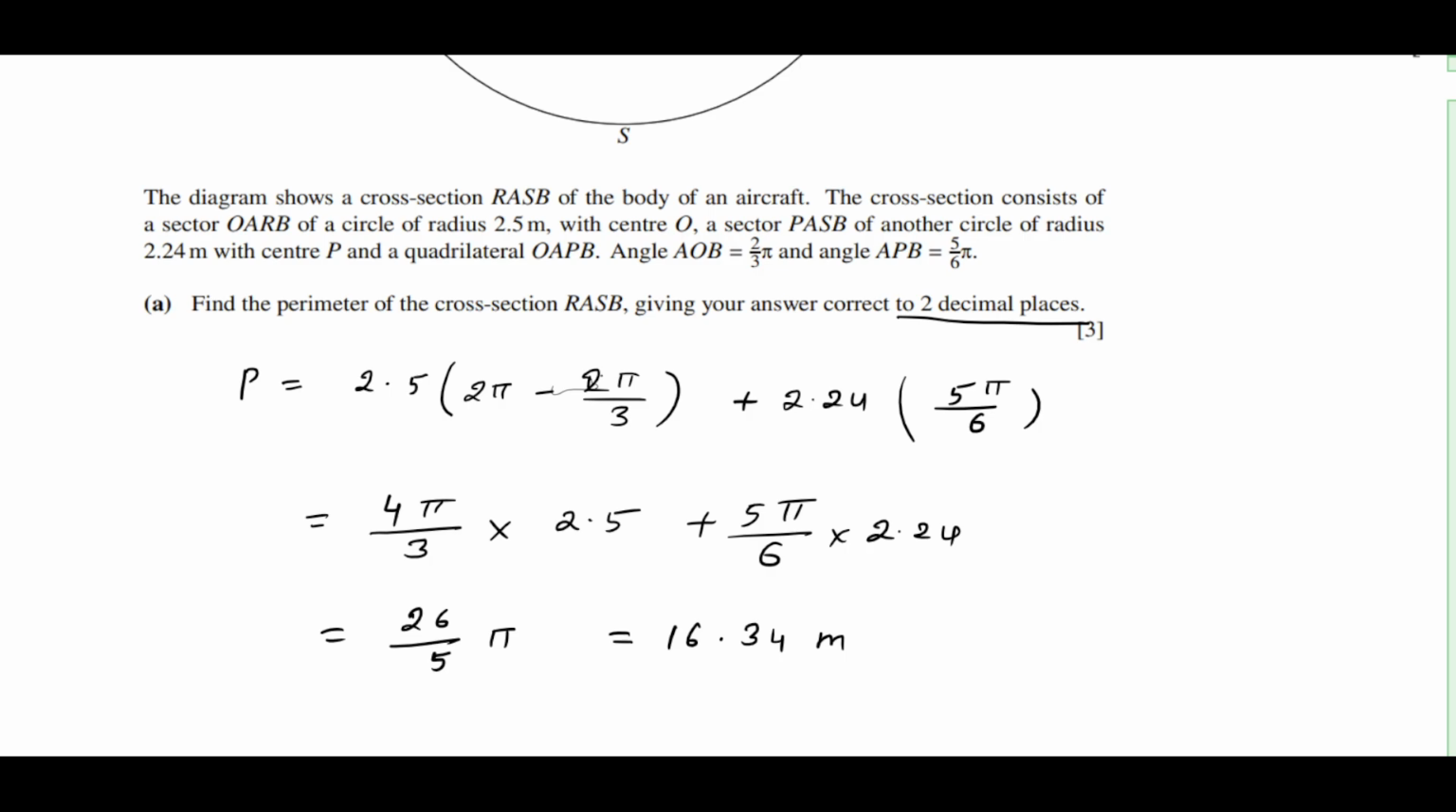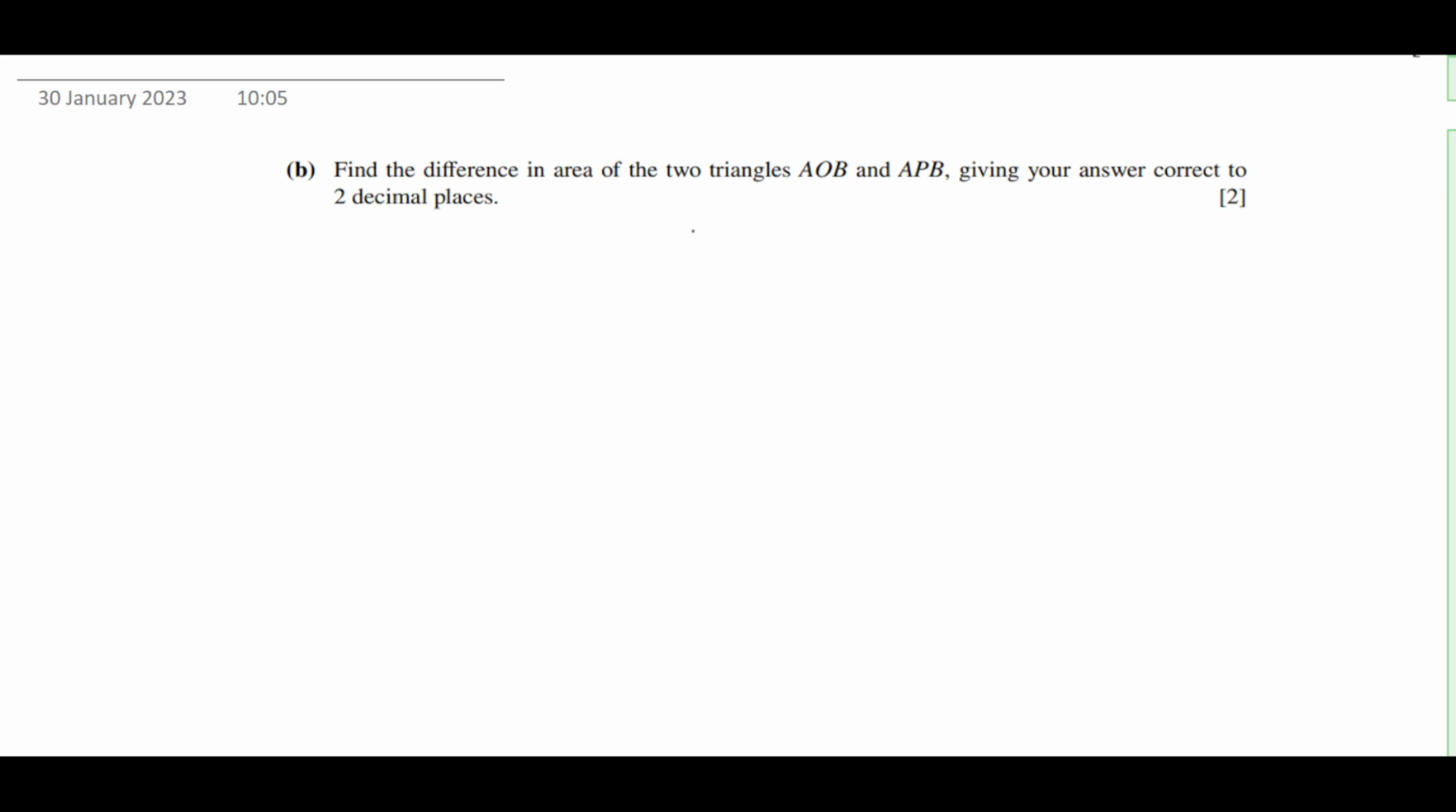16.34 meter. Okay, now we will look at the second part of the problem. The second part is: find the difference in area of the two triangles AOB and APB, giving your answer correct to two decimal places.